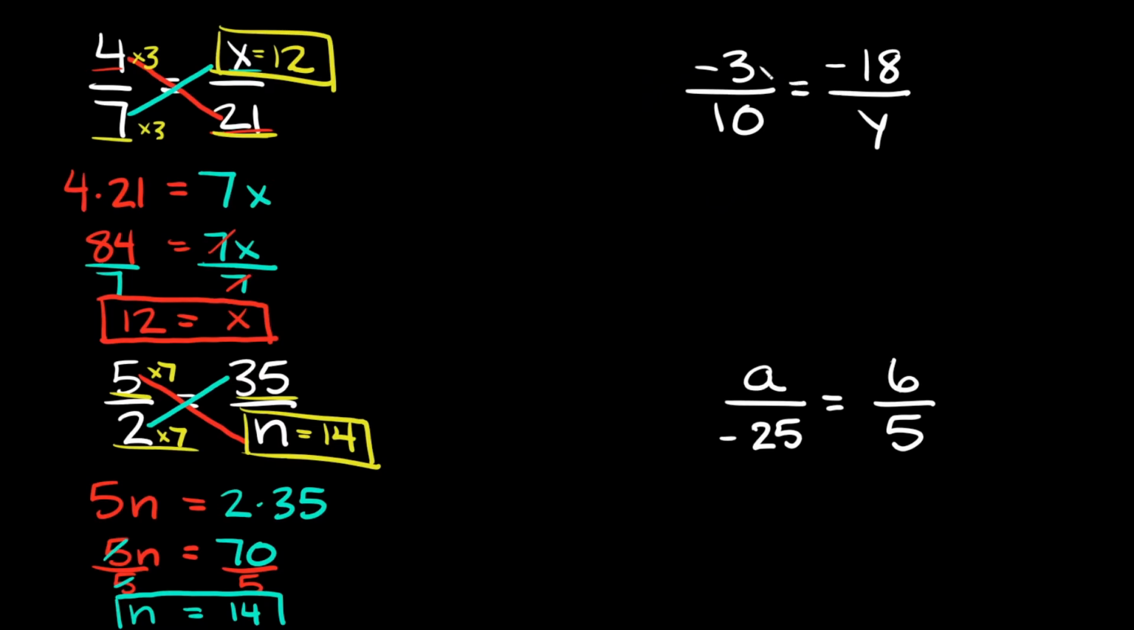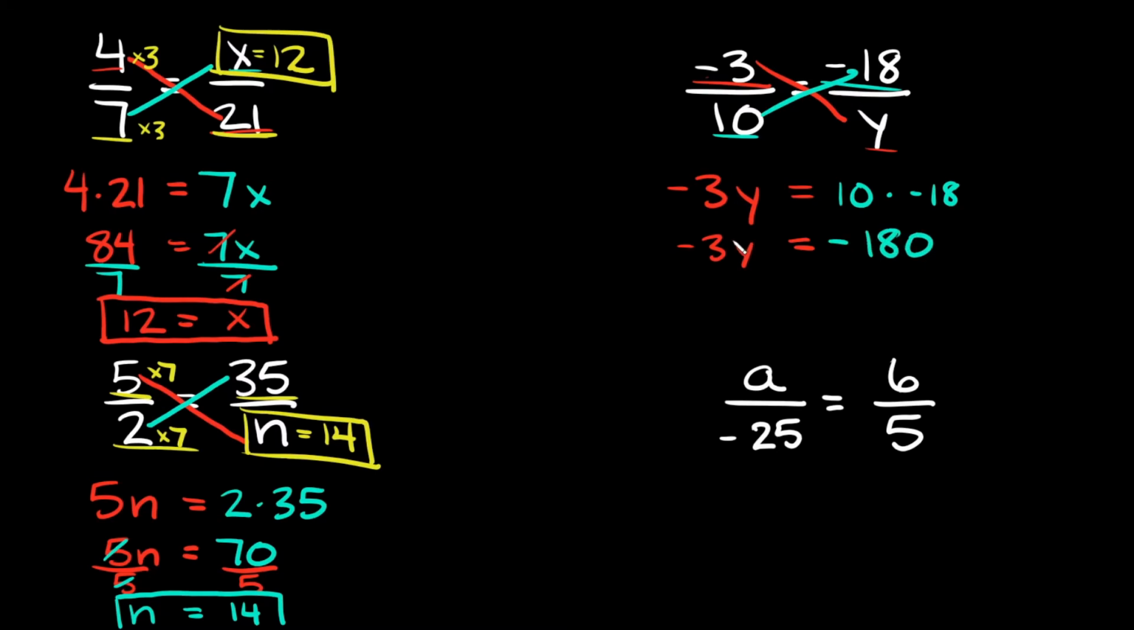So again, first method is cross multiplication. So we're going to cross multiply those numbers right there. So I'm going to do negative 3 times y, or in other words, negative 3y. And then that's going to be equal to 10 times negative 18, okay? So now simplifying some things, negative 3y stays as negative 3y, and that's going to be equal to 10 times negative 18, which is equal to negative 180.